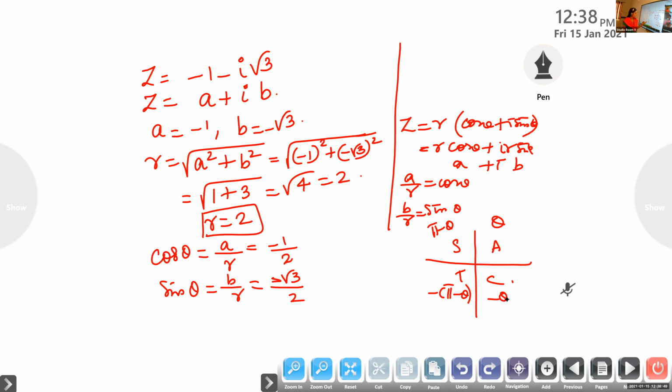So in which quadrant will you select? Which quadrant will you select, children? Look here, cos theta and sin theta, both are negative, means which one? Third one. There, what is the angle? Minus of pi minus theta.